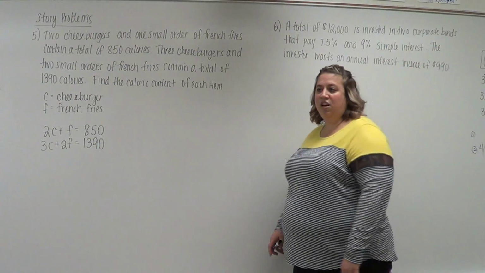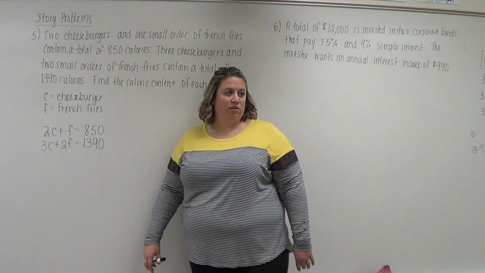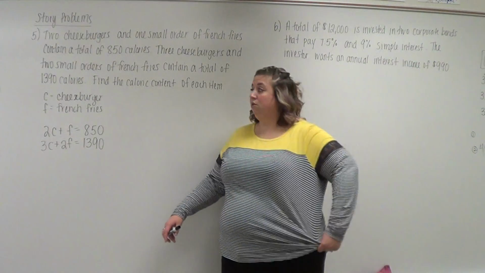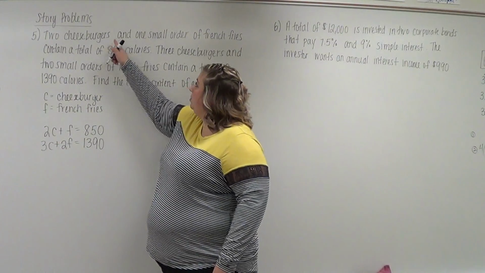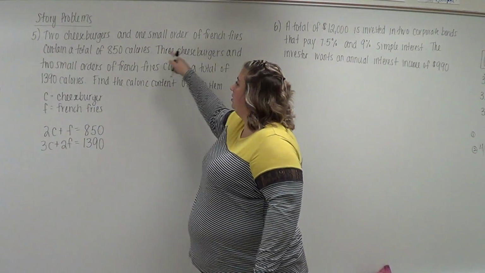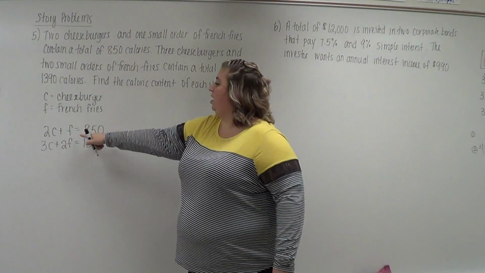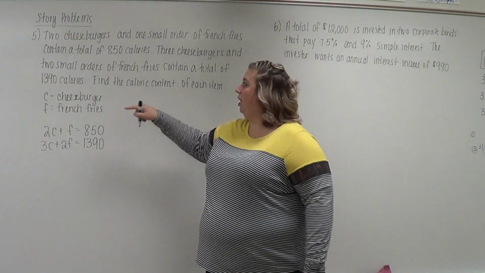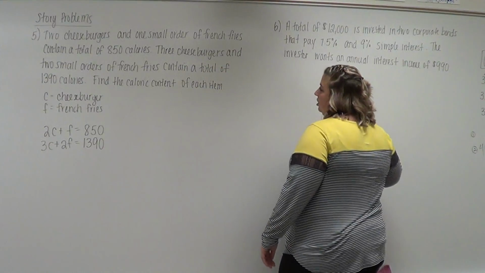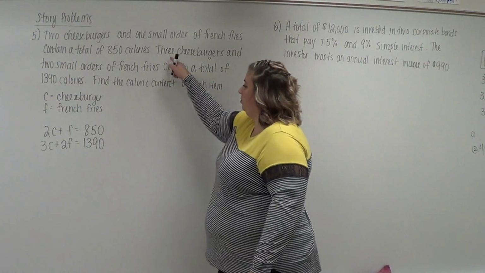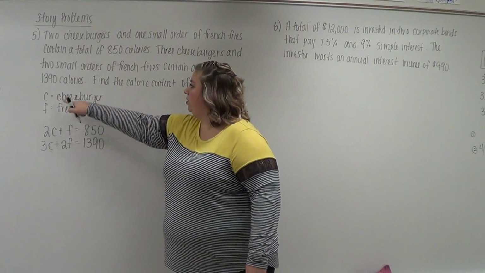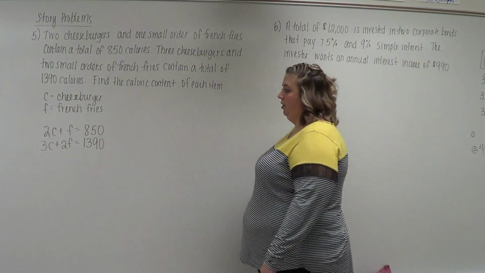Does everybody understand how we came up with those 2 equations? It says 2 cheeseburgers and 1 small order of french fries is 850. So that's how we got 2C plus F equals 850. Then the second sentence, 3 cheeseburgers and 2 small orders of french fries, so 3C plus 2F was 1,390.